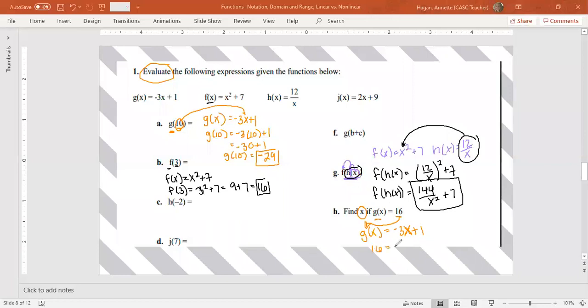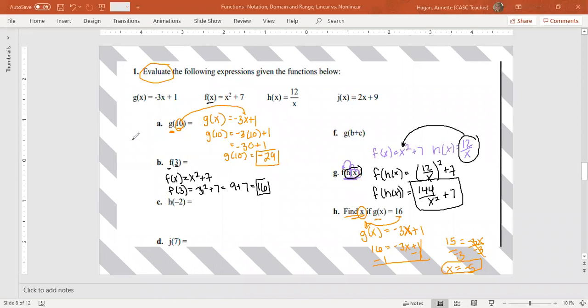So I have 16 equals negative 3x plus 1. I'm going to subtract 1 from each side. I get 15 equals negative 3x. Divide each side by negative 3. X equals negative 5. So my input was negative 5 when my output was 16. So this is one where I actually was finding the value of x, okay? So it depends on what they give you.